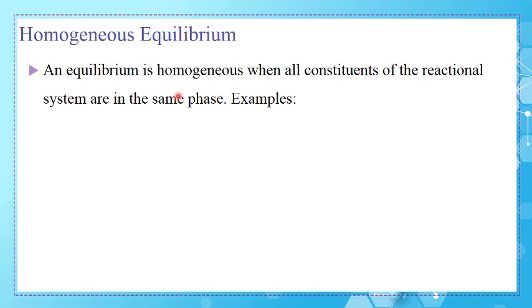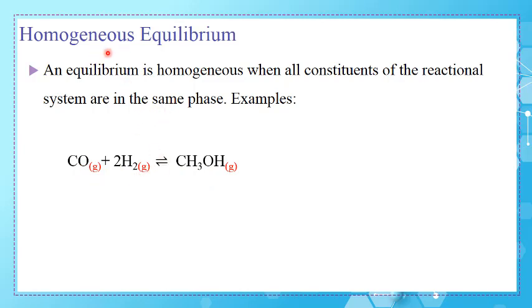Now, what is homogeneous equilibrium? Simply, an equilibrium is homogeneous when all constituents, meaning reactants and products of the reactional system, are in the same phase. Look at these two examples. Here we have two reactants and one product. All of them are gases, so they are found in the same phase.